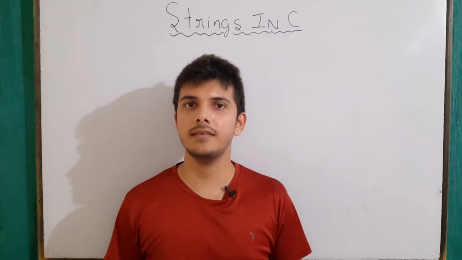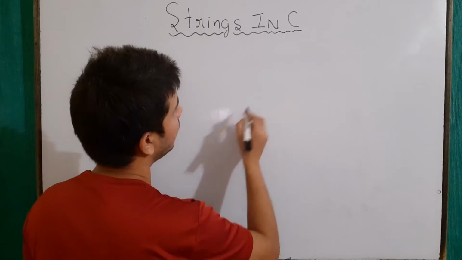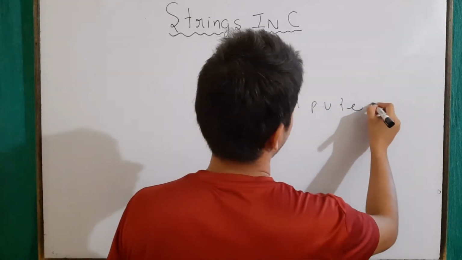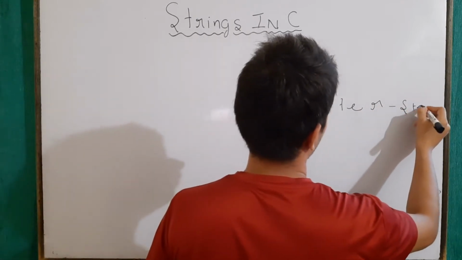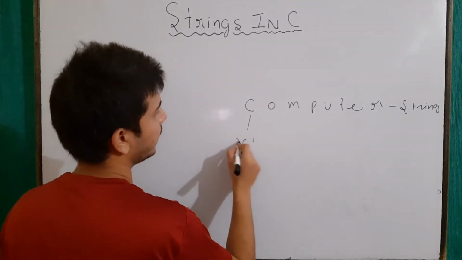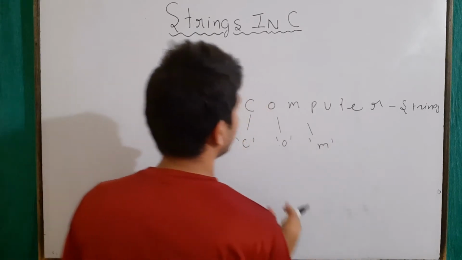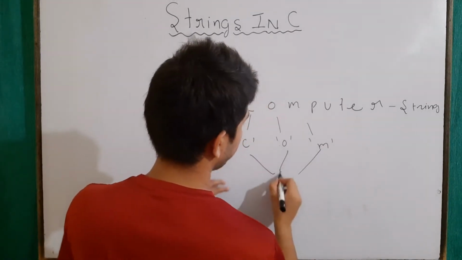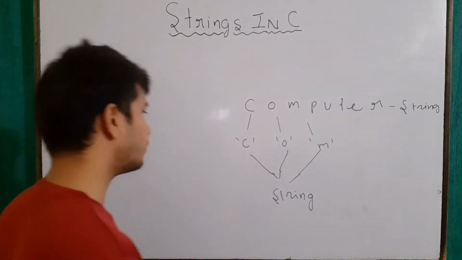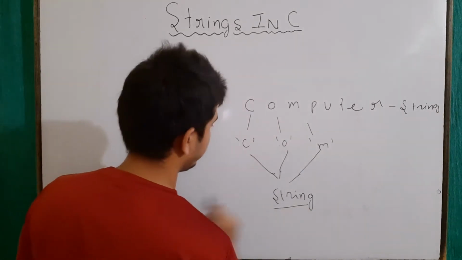The first question that arises here is: what is a string? A string is a collection of characters, right? Let's say I take a string as "computer". This is a string. Why? Because each of its elements is a character. For example, here C is a character, O is a character, M is a character. So the collection of characters is known as the string. In C programming, we generally say a one-dimensional array of characters is known as the string.